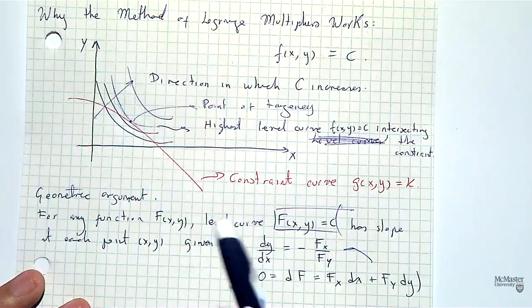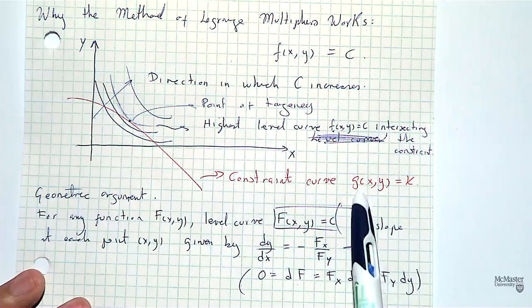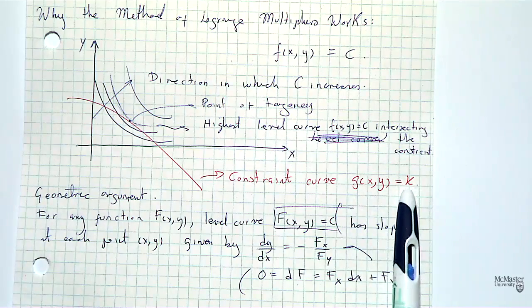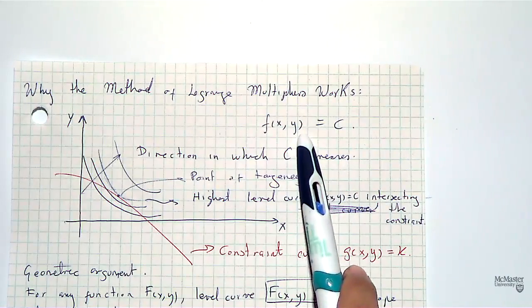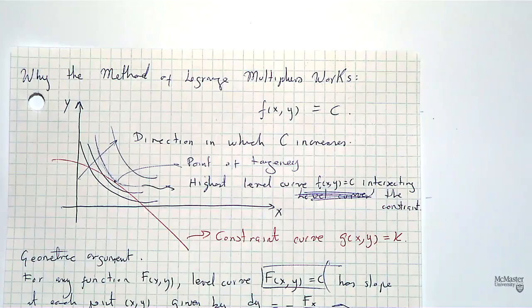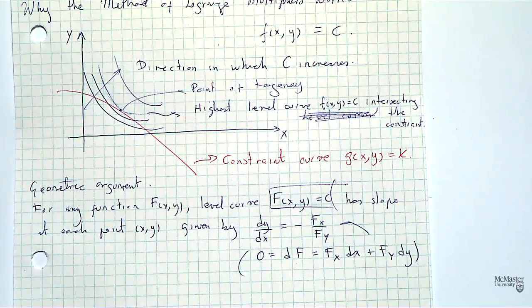And so what we will do in the next class is equate the slopes obtained from the constraint curve, which is a level curve for G, with the slope of the other curve, which is a level curve for F. But this is where it's coming from. So we will do an equality of these two slopes. So I have set up the geometric idea. We will continue on next class.